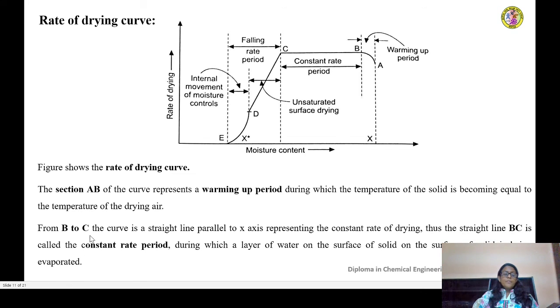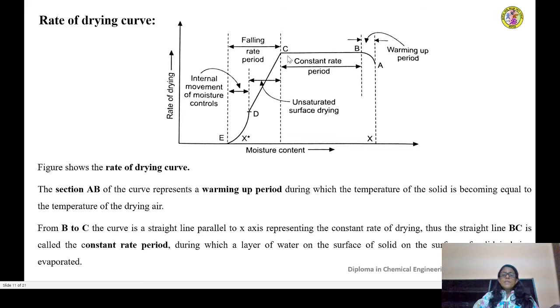Okay. So from B to C, the curve is a straight line parallel to its axis, representing the constant rate of drying. Thus, the straight line BC is called the constant rate period, during which a layer of water on the surface of the solid is being evaporated.